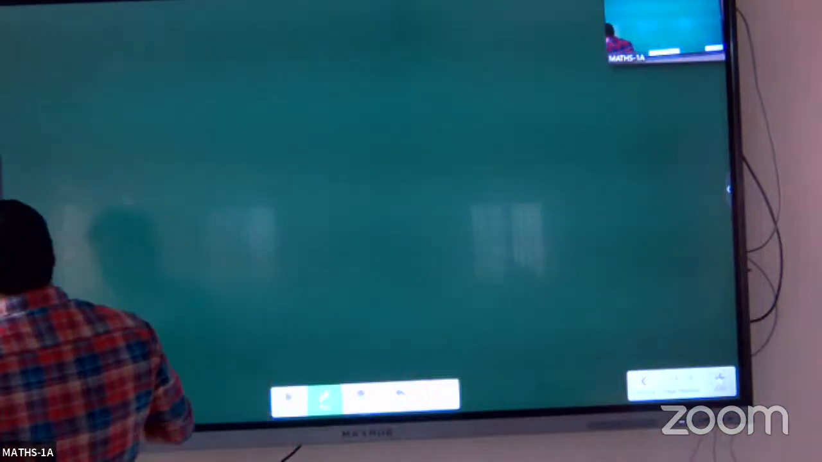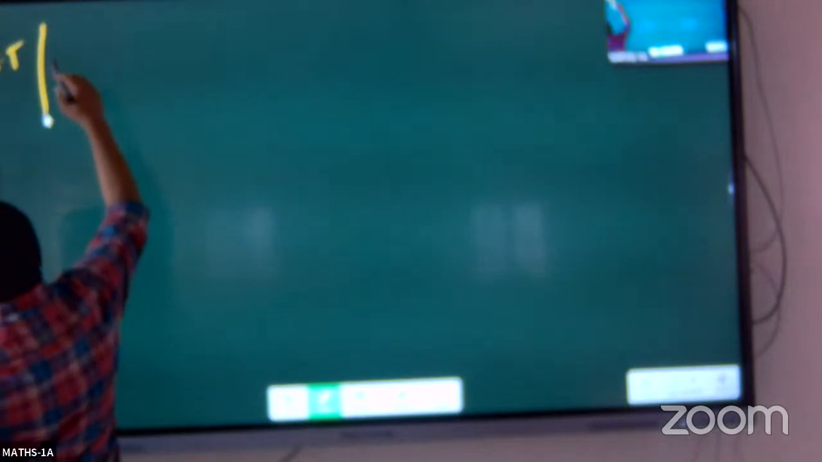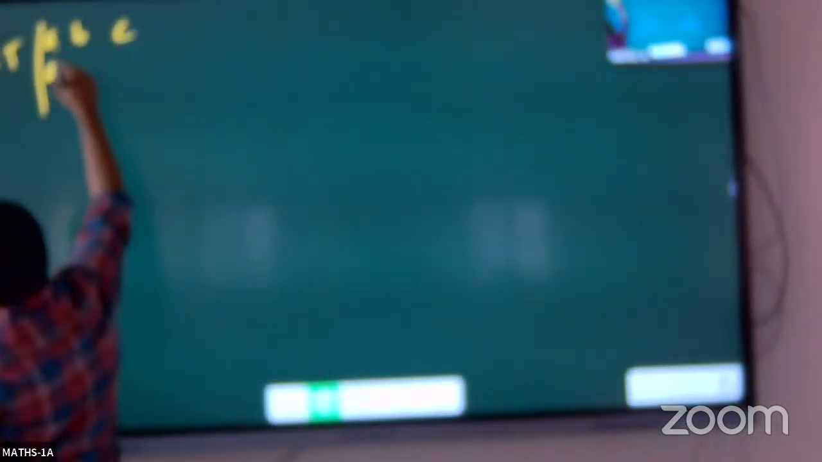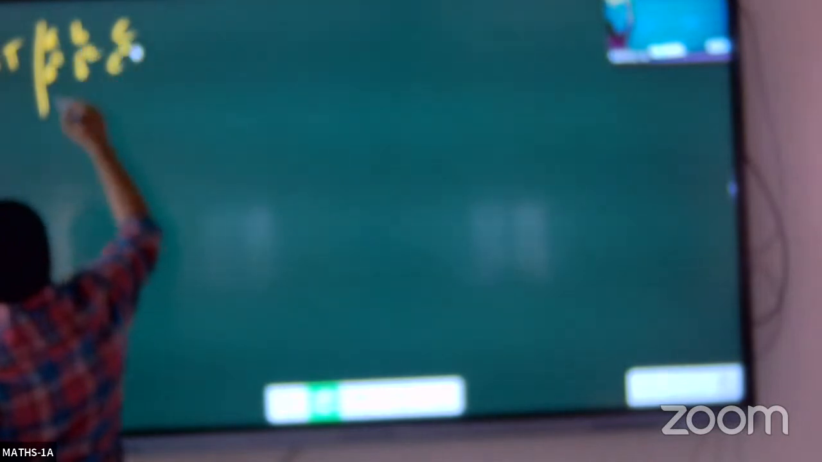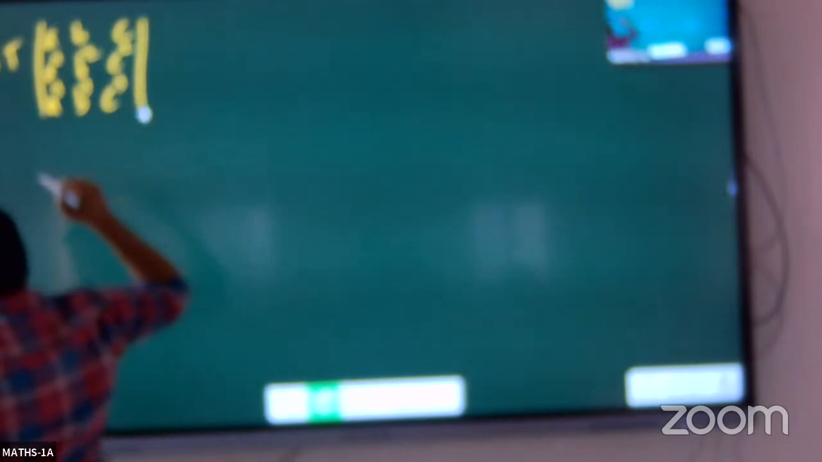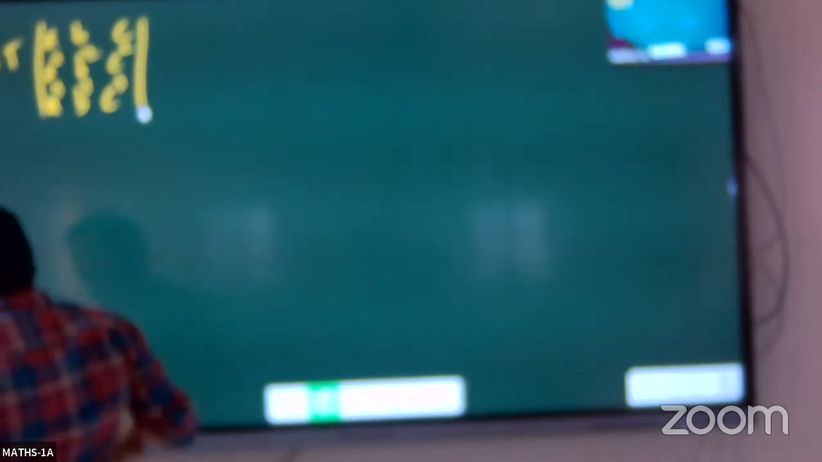Now, this is again important for 7 mark. Show that determinant of A, B, C, A square, B square, C square, A cube, B cube, C cube. Okay? A, B, C, A square, B square, C square, A cube, B cube, C cube. Very important, students, very important. Now, today, whatever the determinant sums I said, all are important.